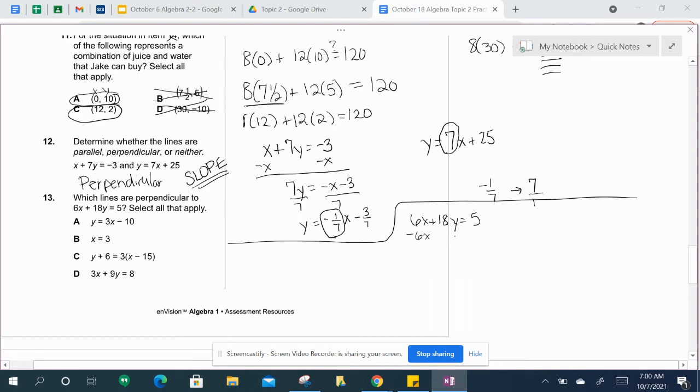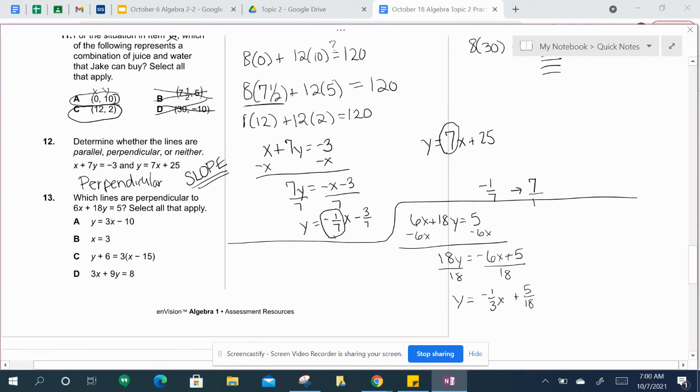So I'm going to move the 6x to the other side. And I'm left with 18y is equal to negative 6x plus 5. Then I'm going to divide each side by 18, and I get y is equal to, now I'm just simplifying, negative 6 divided by 18 would be negative 1/3 x, and then my y-intercept would be 5/18.